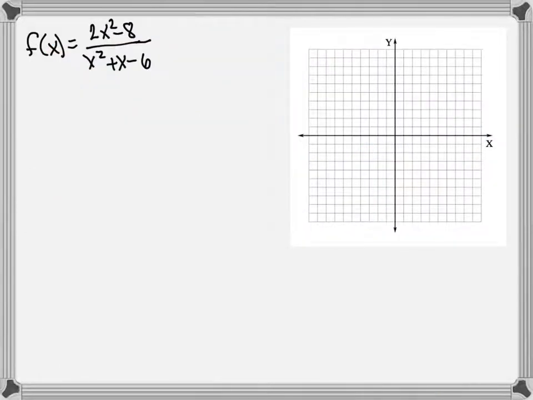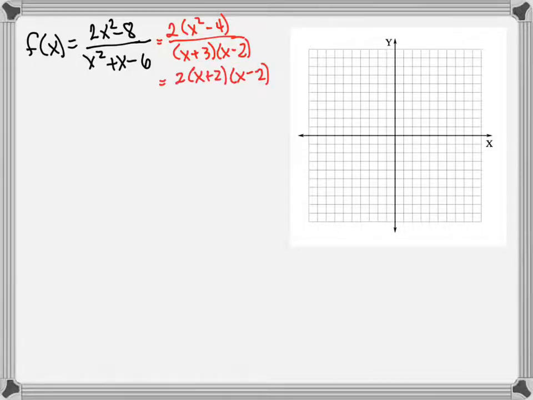Let's look at a second function. F of x equals 2x squared minus 8 over x squared plus x minus 6. Let's factor our numerator by factoring out a GCF. So 2 times the quantity x squared minus 4. My denominator factors as x plus 3 times x minus 2. My numerator we can continue to factor to 2 times x plus 2, x minus 2.